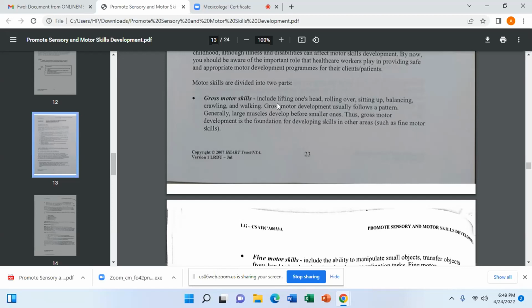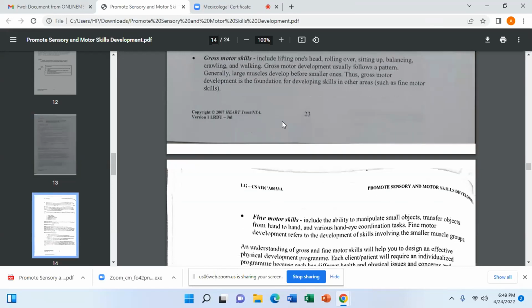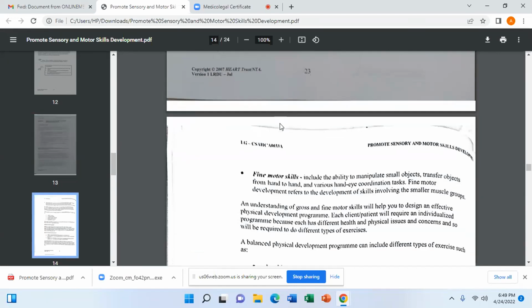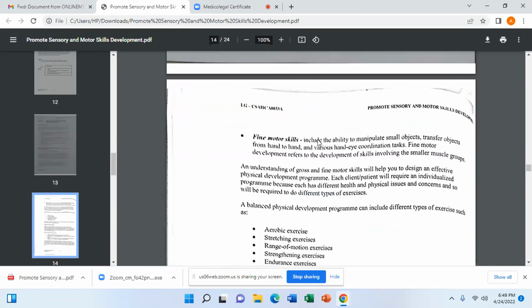To move your legs, to move your arms, to sit up, to stand up, to touch your toes, to walk, right? Those are the main things that really help with developing the motor development of the patient. Then you have fine motor skills. These include the ability to manipulate small objects, transfer objects from one hand to the next, and various hand-eye coordination.